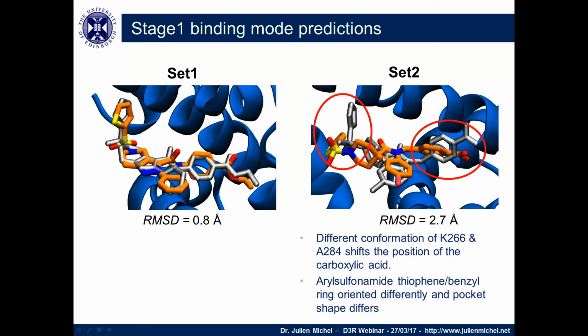In set two, we didn't do that well, and the carboxylic acid here, or indeed the thiophene or benzyl ring on the sulfonamide, were not correctly positioned, so that would have certainly affected the accuracy of the free energy predictions.